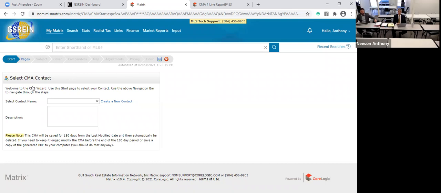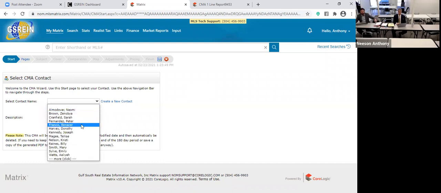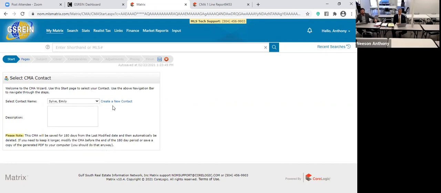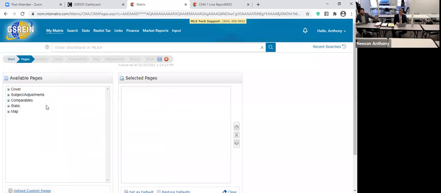Okay, so it started. I got to pick my person, right? I'm going to pick Emily, right? Because if this accidentally gets sent to her, she won't care, right? So I'm sending it to Emily. I can type in my description if I want, right? 125 Cherry Drive, CMA. Okay, and then I go to the next step, pages. And I've got all these different things. This is where you guys are going to have to play a little bit to figure out what you like. So I'm just going to go step by step here.